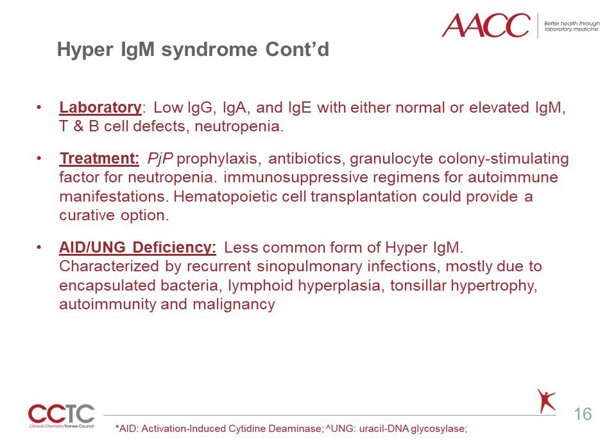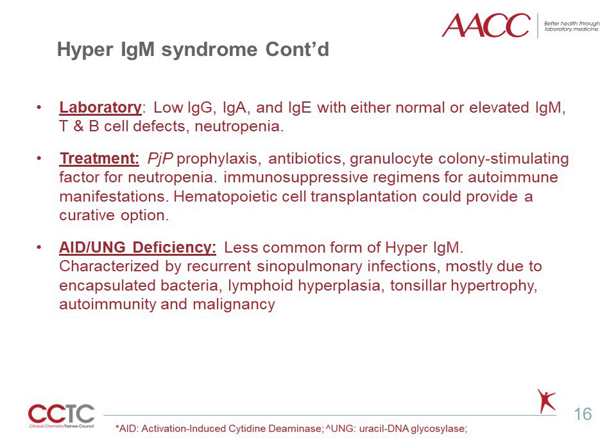Patients might have neutropenia. The major finding is absence of class-switch memory B cells, which are CD19 positive, IgM and IgD negative. An example will be shown in the next slide. Treatment is to provide PJP prophylaxis, antibiotics, G-CSF, which is granulocyte colony stimulating factor, for neutropenia, immunosuppressive regimens for autoimmune manifestations, and finally, hematopoietic stem cell transplant could provide a curative option.